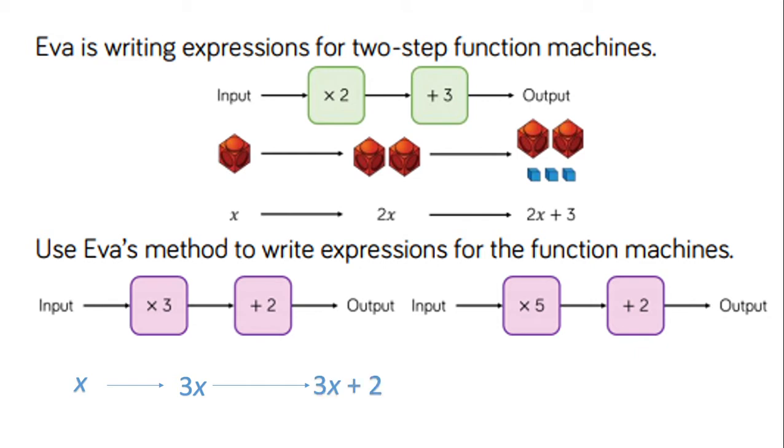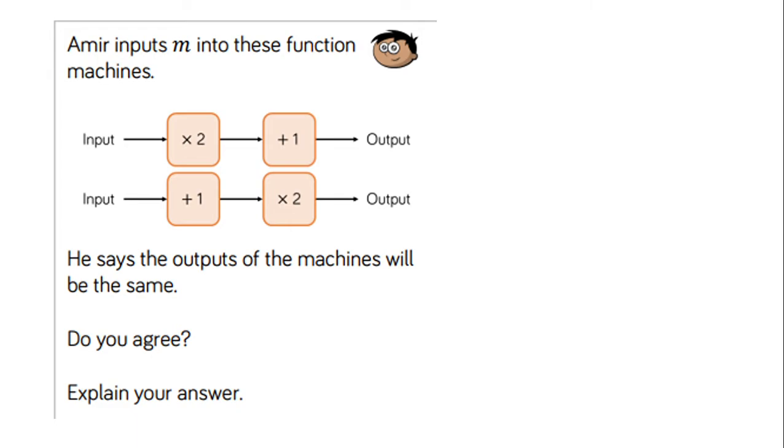In the second function machine, again, I'm going to represent the input as x. I'm going to multiply it by 5, which I know I write as 5x. That's my midpoint. I'm now going to put it through the remainder of the function machine, which comes out the other end. The output expression is 5x plus 2. Well done if you got all those right. Okay, moving on to the next question.